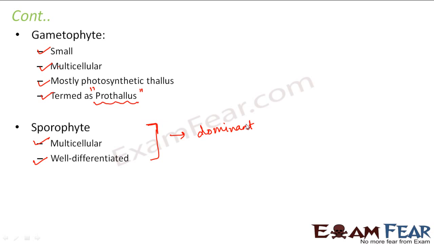So when you look at the life cycle of a bryophyte, you yourself should be able to tell which phase is dominant. So what are the characteristics of a phase to be dominant? It should be long-lived, it should be multicellular, it should be well differentiated. But in case of a fern, which is a pteridophyte, we saw that sporophyte is the dominant phase. So you will have to evaluate yourself which phase is dominant and why that phase is dominant.